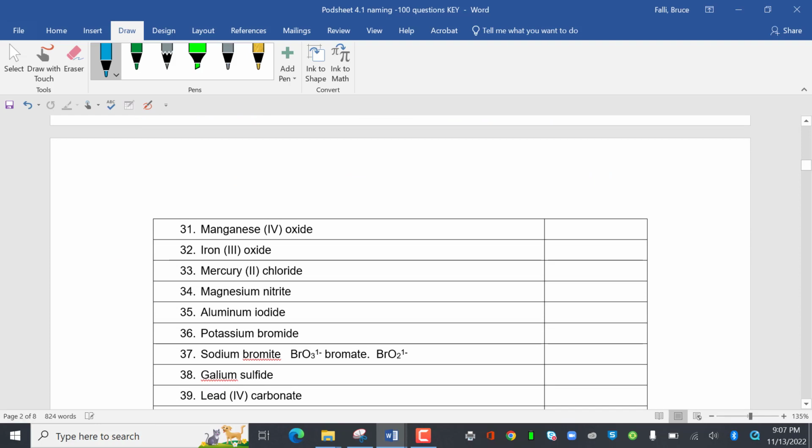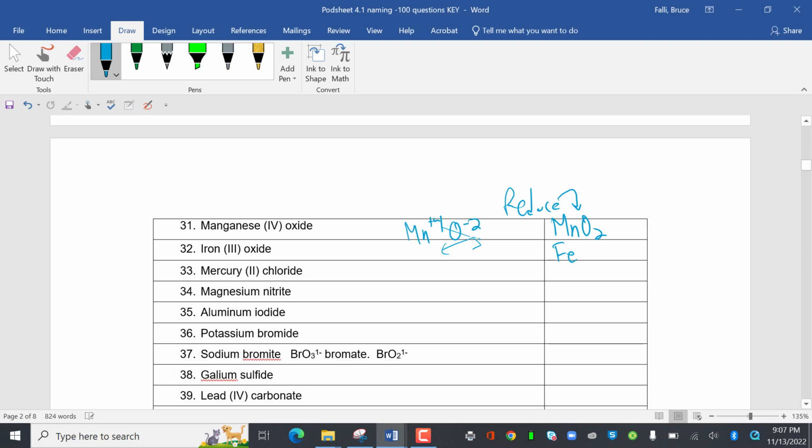Manganese 4 oxide. This one's tricky. So I'm going to actually show the work. Manganese 4, oxide is -2. So notice how it takes just 2 O's. So you wouldn't do the crisscrossy thing because you'd have to reduce. You could do the crisscrossy thing, but then you have to reduce it. This is the only correct answer.